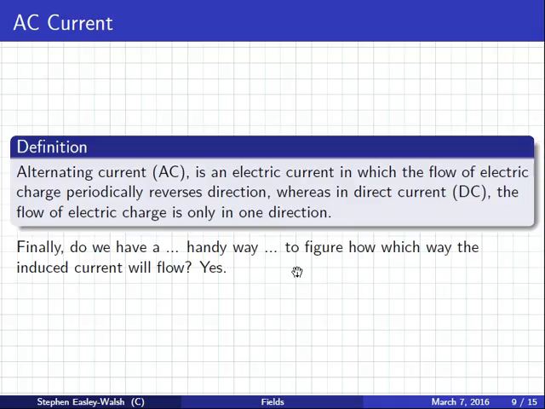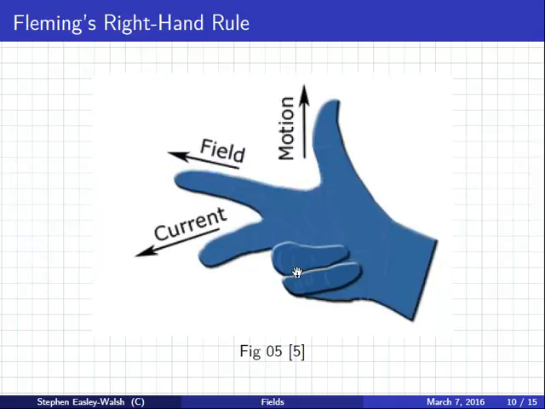We have this thing called Fleming's right-hand rule, not to be confused with the left-hand rule. The left-hand rule is for when a charge is moving in a magnetic field. This one is for the generator. Here, this is the motion, or the force to turn the generator. This is the magnetic field, and this is the current.